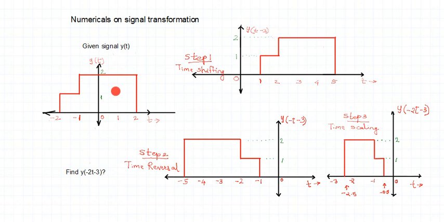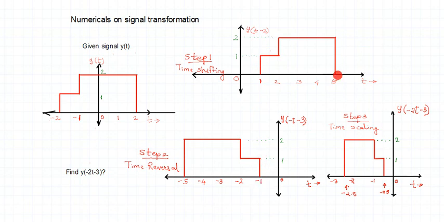So we shifted the signal the way we did it earlier. Now we did reversal of the time shifted signal. So I reversed this. How did we reverse? We change the sign. So whatever is at plus 1 will appear at minus 1. At plus 1 the magnitude is 1. At minus 1 the magnitude is 1.